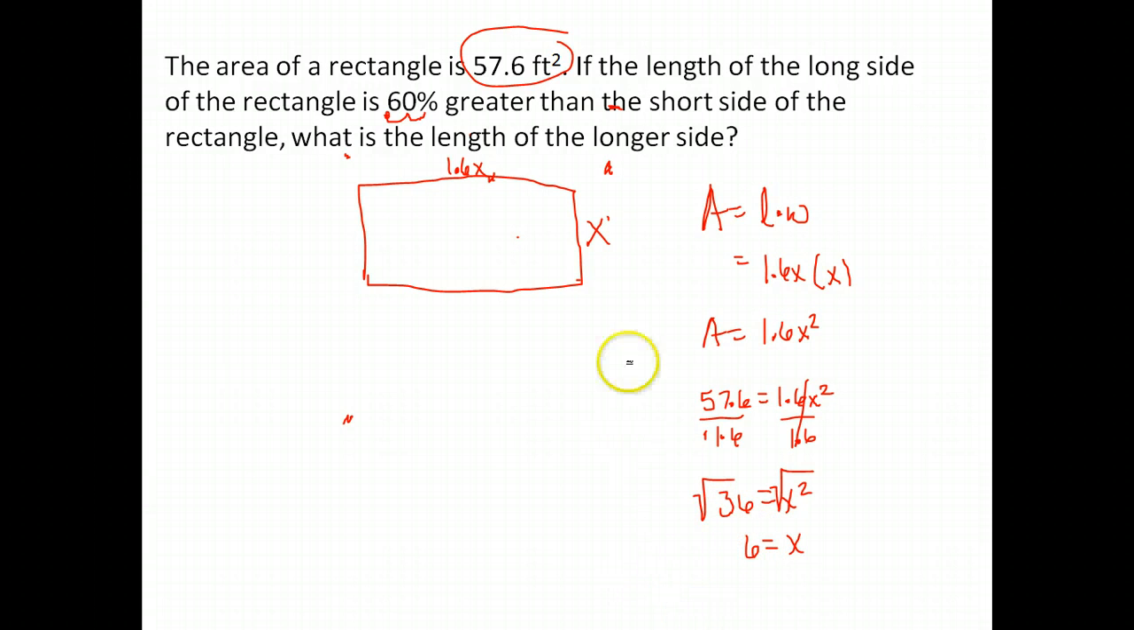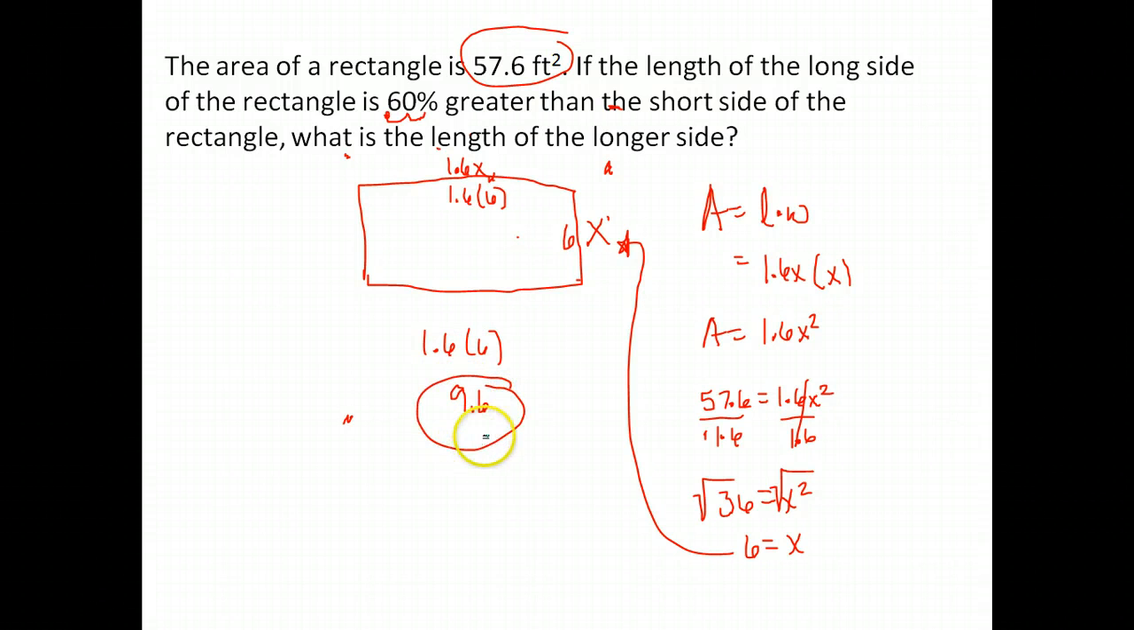Okay, so let's take a look at what we just found out. We found out that x was 6. Now, taking that back up here to our figure we labeled, that was our shorter side. Our shorter side was x. The longer side, which is the one they want, is 60% larger, or 1.6 times our x, which happened to be 6. So for our longer side, we're going to take 6 times 1.6. That gives us 9.6. So the length of the longer side was 9.6. The shorter side was a length of 6.